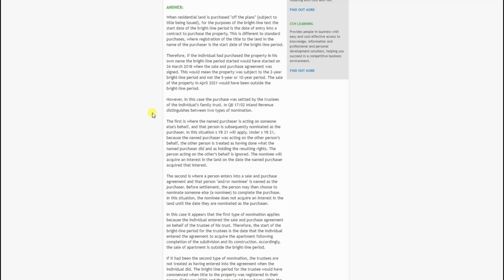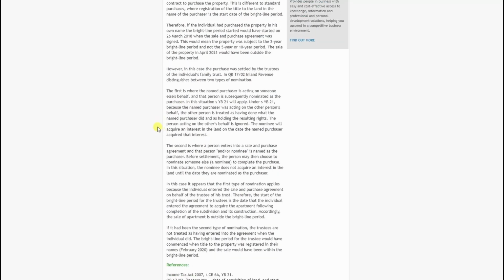However, in this case, the purchase was settled by the trustees of the individual's family trust. So, Inland Revenue distinguishes between two types of nomination. The first is where a named purchaser is acting on someone else's behalf, and that person is subsequently nominated as the purchaser. In this situation, Section YB21 will apply. That's now the Income Tax Act.